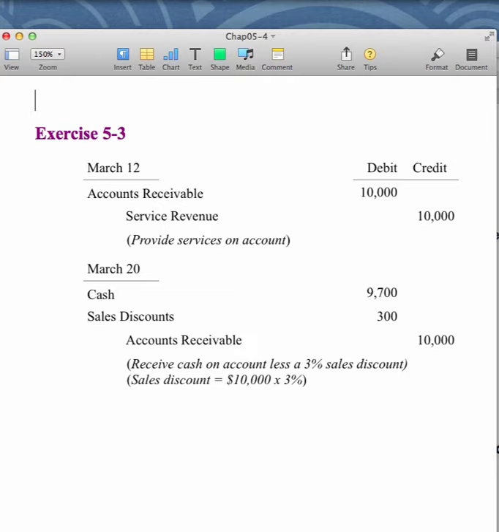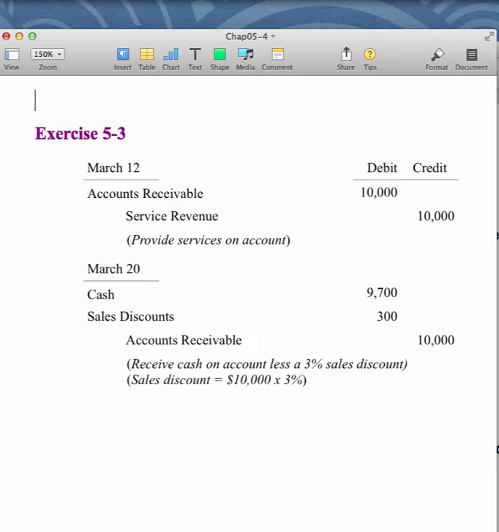at the time, Medical Waste does not know whether Grace Hospital is going to take advantage of the 3% sales discount. Only when the customer pays will you know whether the sales discount was taken. That is the main reason why sales revenue is recorded at the full amount, as opposed to trade discount. When the sales revenue is recorded, you already know that the discount is taken.